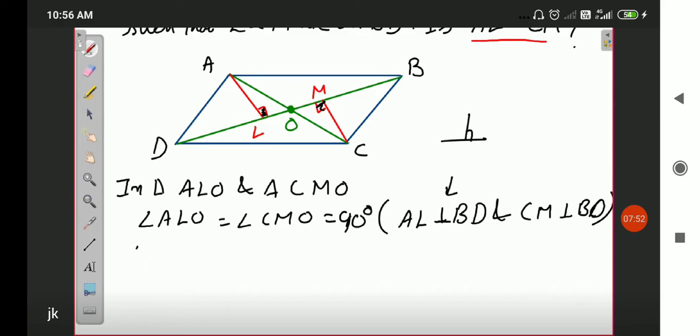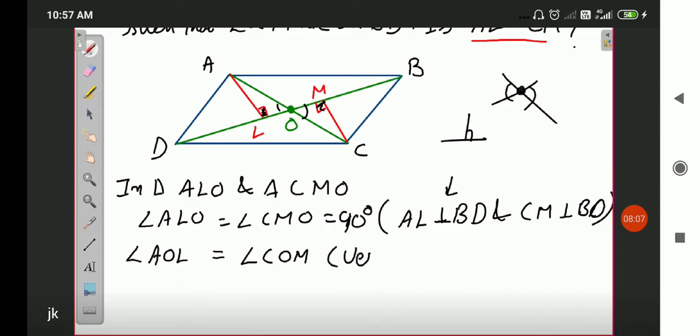Secondly, angle AOL and angle COM are vertically opposite angles. Angles just opposite to each other at a certain point are called vertically opposite angles. You might have learned in your earlier classes. And vertically opposite angles are equal.